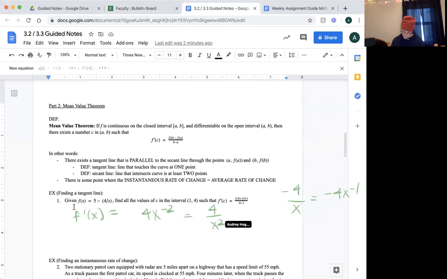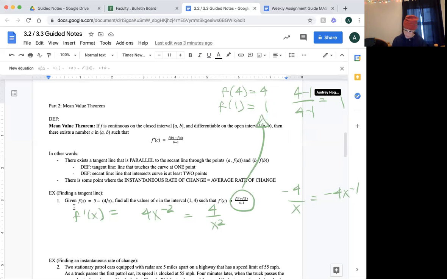Okay. And then we want to evaluate f of 4 minus f of 1 over 4 minus 1. So f of 4 is going to be equal to 4. Hopefully you can plug that in and figure that out on your own. f of 1 is going to be equal to 1. Again, hopefully you can plug that in and figure it out on your own. So f of 4 minus f of 1 over 4 minus 1 is going to actually equal 4 minus 1 over 4 minus 1, which is equal to 3 over 3, which is equal to 1.